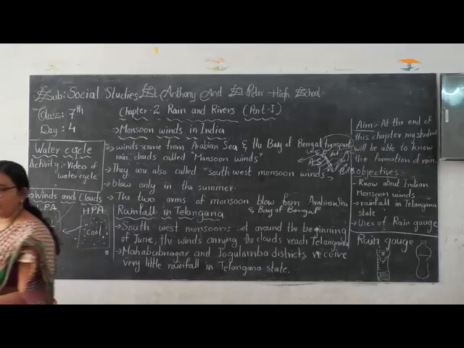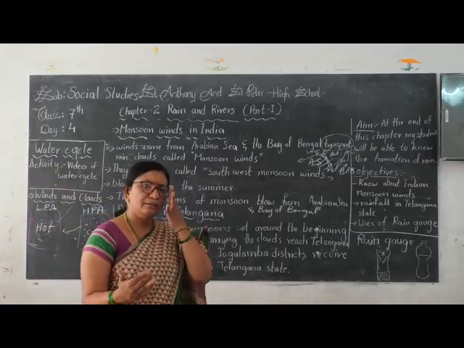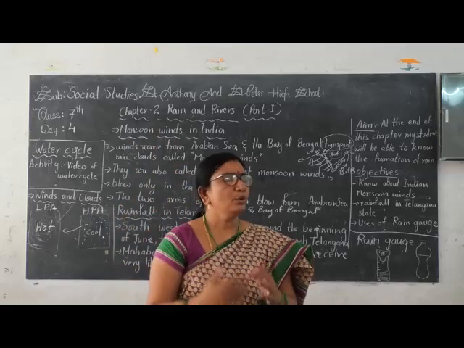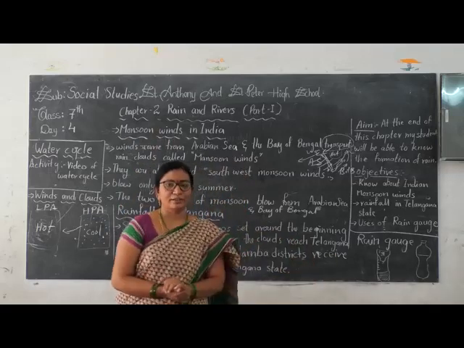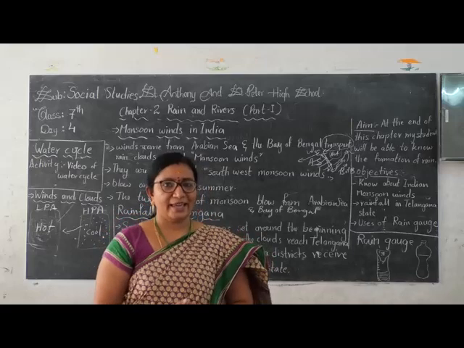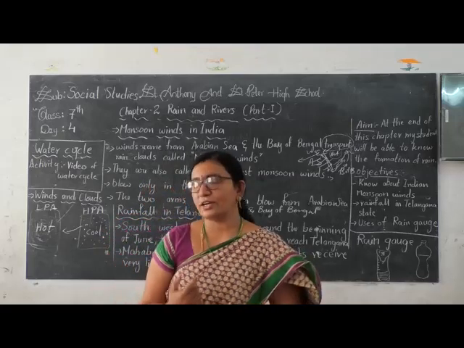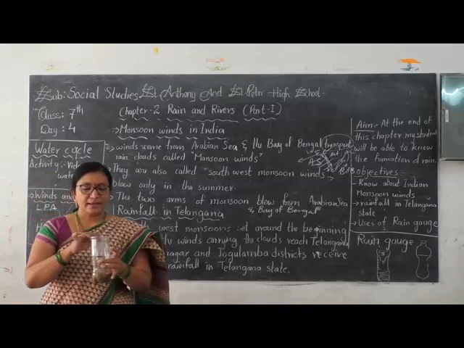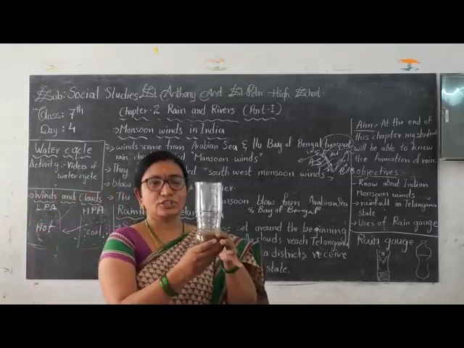So how can we measure? How do we come to know that it rains very low or very high? How is the rainwater measured? Let us do an experiment to see how rainfall is measured. Here we can make a small rain gauge.